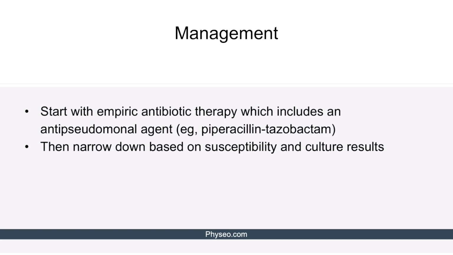Now, in order to treat Ecthyma gangrenosum, you'll typically start off with an empiric therapy that includes an anti-pseudomonal agent like piperacillin tazobactam. And that makes sense that you'd start with that because Pseudomonas is the most common causative organism. And then, of course, since you got cultures, you're going to eventually find out the exact organism so you can narrow down your antibiotic treatment to target that organism.